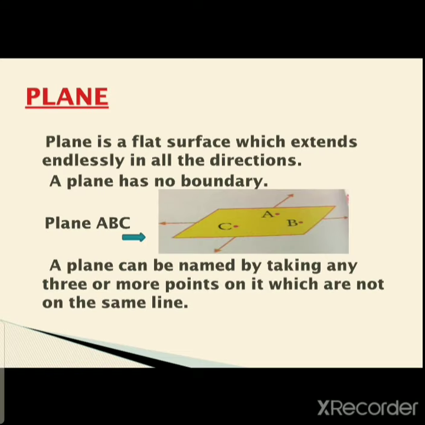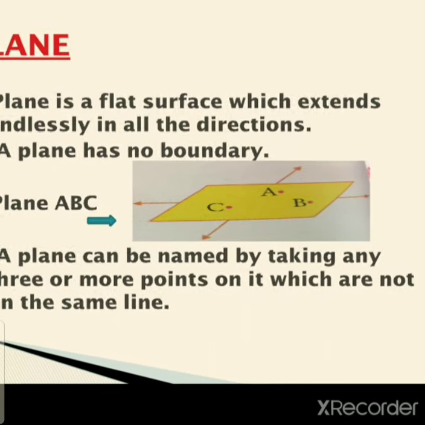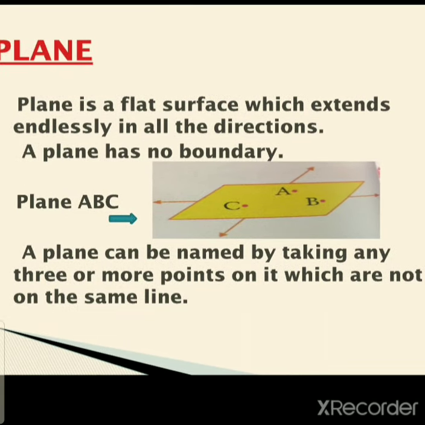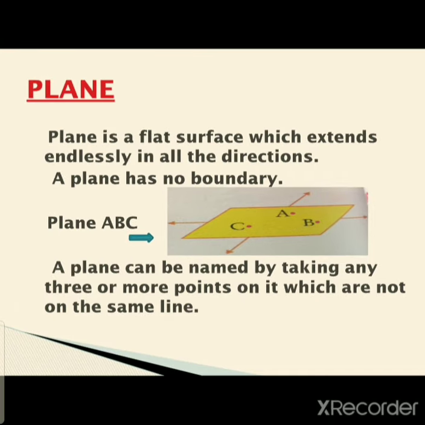Plane. Plane is a flat surface which extends endlessly in all the directions. A plane has no boundary. A plane can be named by taking any three or more points on it which are not on the same line. What does it mean? Look at this.